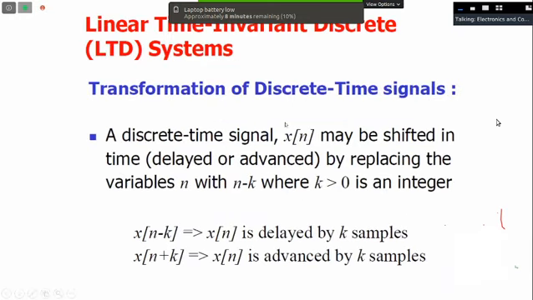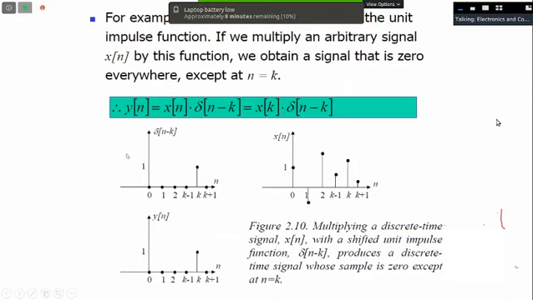Now, this slide shows only when a function is delayed or advanced. I have already shown this slide. But anyway, now let's look at this delta function, the point that I was trying to make just now. Let's say this is delta[n minus k]. At k, the function value is 1, right? And this is my x[n] function, which has some sample values at n equal to 0, n equal to 1, 2, k minus 1, and so on. Now, when I multiply x[n] with delta[n minus k], because delta[n minus k] is 0 at all values except n equal to k, my output will be nonzero only at n equal to k. Right. So this is my y[n]. When x[n] is multiplied with the delta function, my output behaves like this.